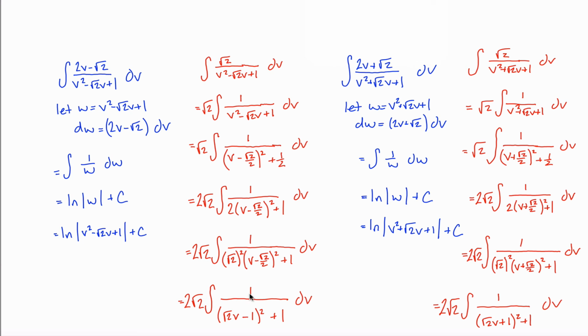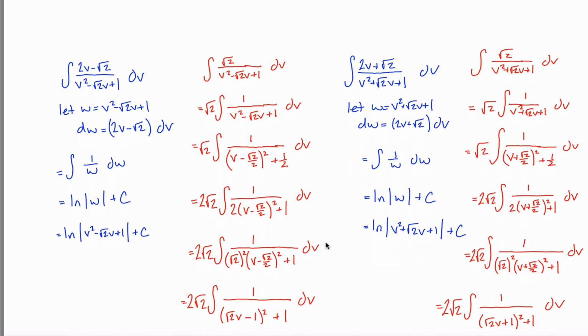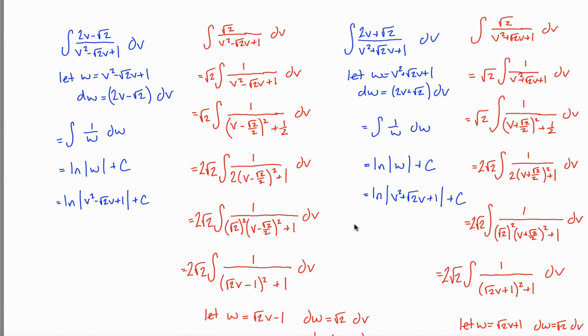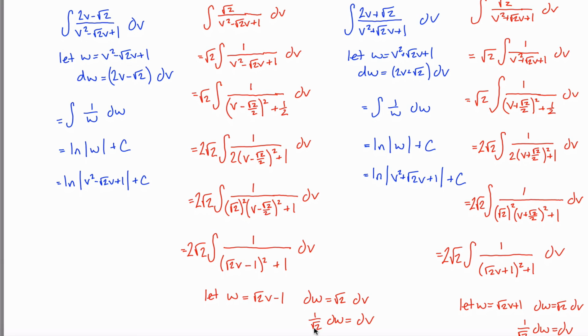What I'm ending up with here in my integrand is 1 over something squared plus 1, which again was what I was shooting for here. I can just do a substitution and I'll be left with arctangent. So the specifics of that, we're going to let w be equal to root 2v minus 1 on this side, and on this side the same idea, except now w is root 2v plus 1. And either way, that makes my dw root 2 times dv. In other words, 1 over root 2 dw equals dv.